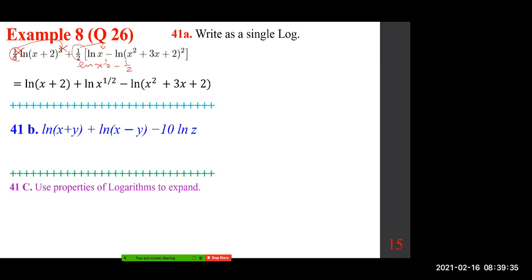Okay, 1/2 ln of this, right? And now I put the 1/2 at top. I put the 1/2 at top. With the 2, they cancel each other. Okay, so that's the idea. All right, now what do we have?